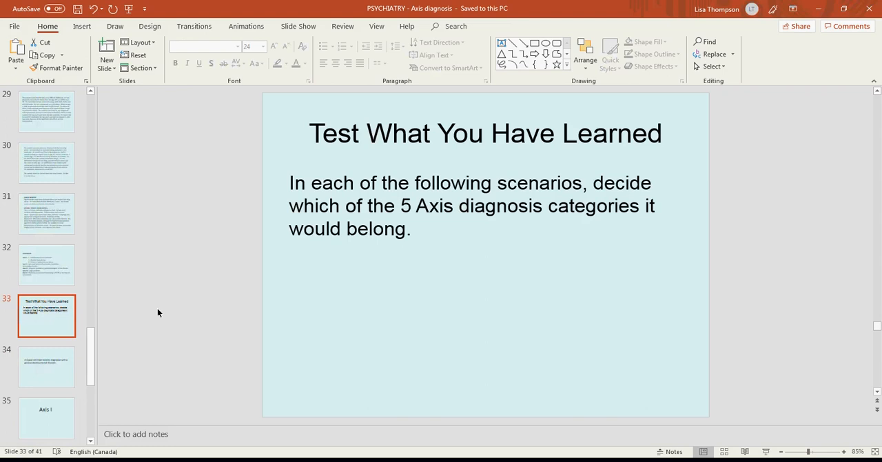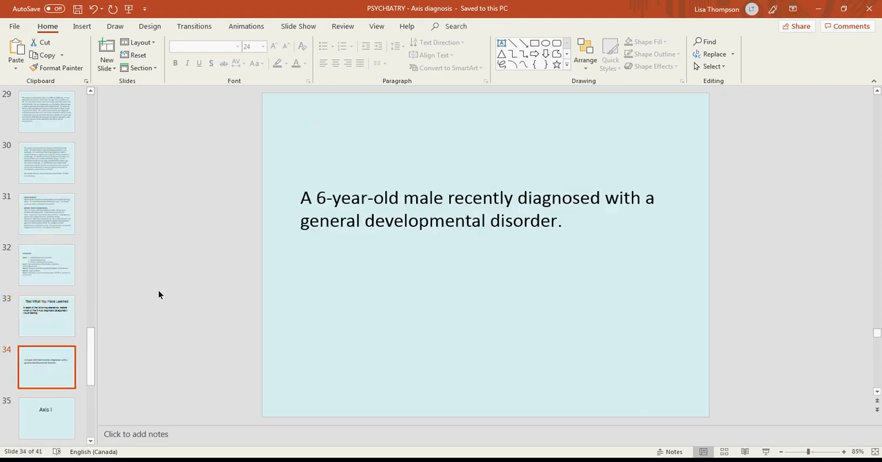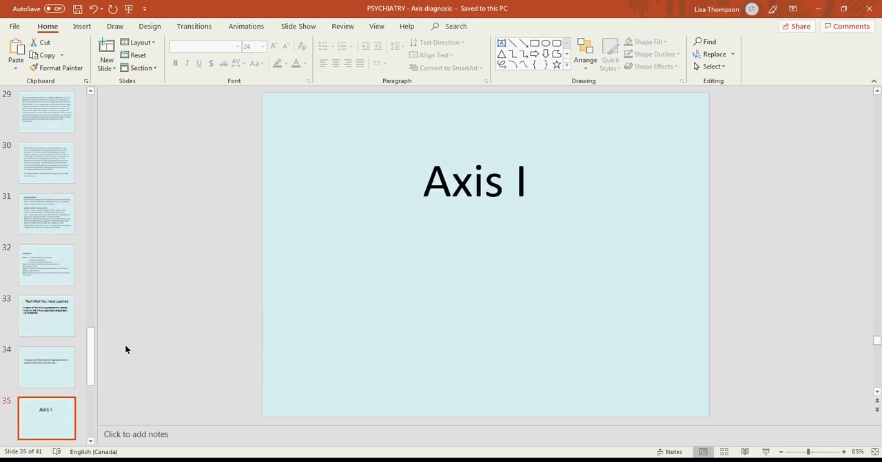Now let's test what you have learned. In each of the following scenarios, decide which of the 5 axis diagnosis categories it would belong to. A 6-year-old male recently diagnosed with a general developmental disorder. So which axis would that fall under? Give everybody a minute. Think about it. That would be Axis 1. So whoever said or thought Axis 1, you're correct.